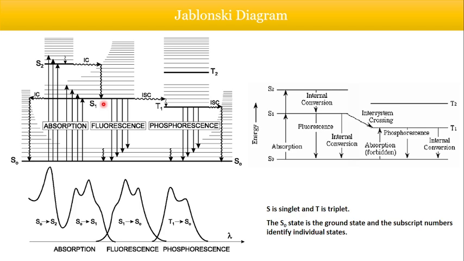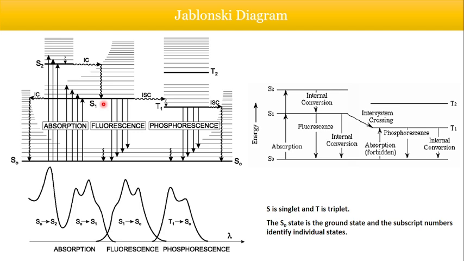Now when this loss of energy brings the electron from a higher level to a lower level of the same state, what we mean by the same state is from a singlet state to a singlet state, or from a triplet state to a triplet state, then we call this phenomenon internal conversion, because it is occurring between two same states. That's why we call it an internal conversion.